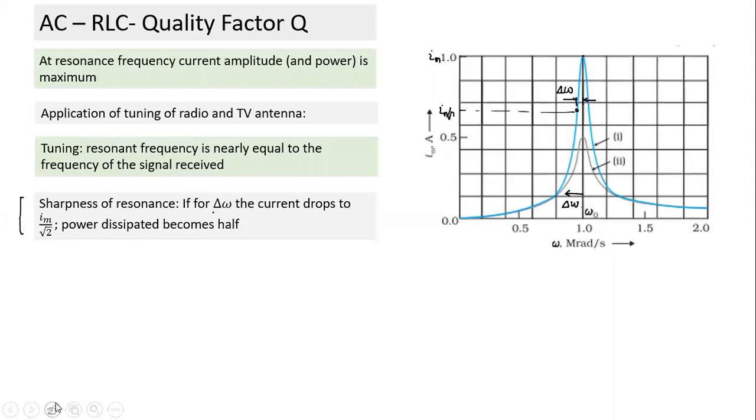Bhagyashree, are you following something? Yes, sir. You understood this point, what I said? Yes, sir, I did. Delta omega. Okay. So there's something super delta omega. So we defined what is delta omega.